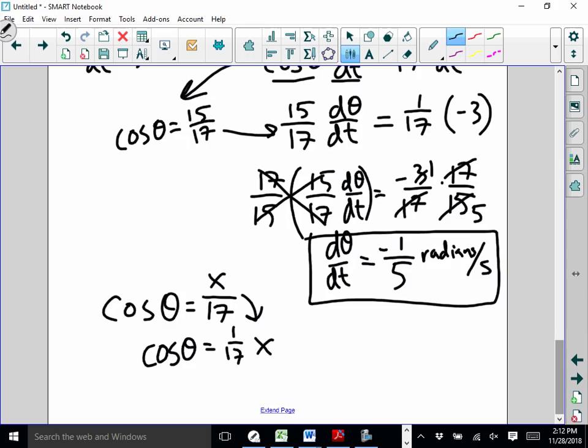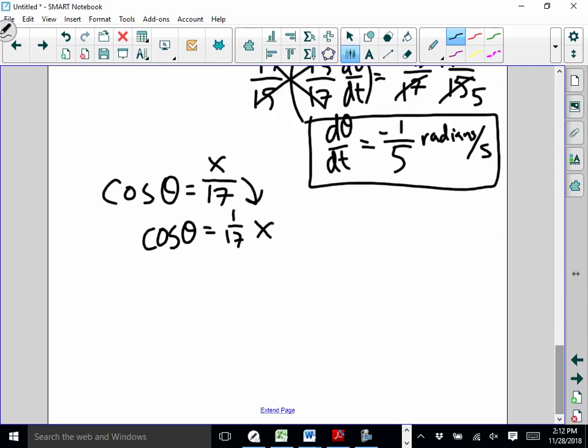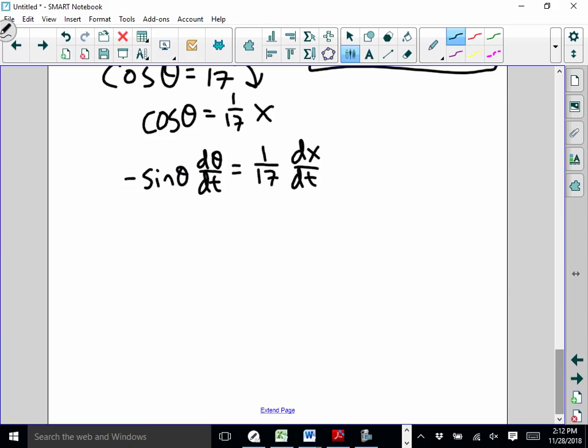Now, what is the derivative of cosine theta? Well, we all know that. It's negative sine theta, but I got to tack on d theta dt. That equals 1/17. Right? The derivative of 1/17 x is 1/17, but I got to tack on dx dt. Okay? Now I'm going to plug in all the values that I know. Let's start at the back. dx dt I know is 8/5 times 1/17, right? d theta dt is unknown. I mean, we know now it's -1/5, but hopefully that'll come out anyways.